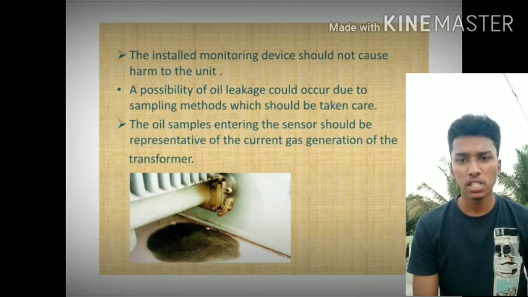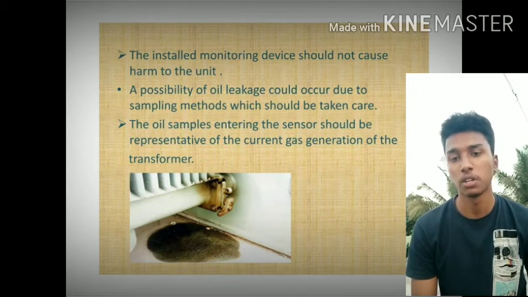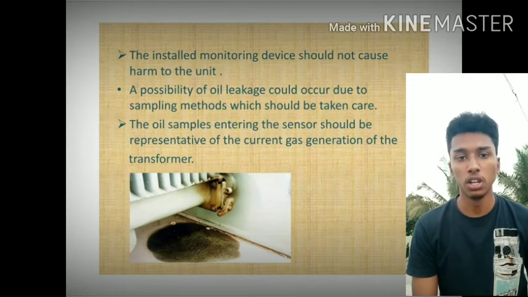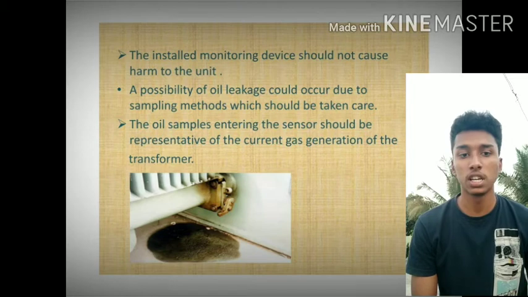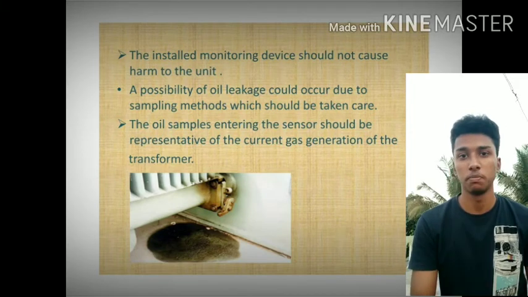The oil samples entering the sensor should be representative of the current gas generation of the transformer. If the sensor is using stagnant oil, it may give a false result. Hence, proper placement of the monitoring device is necessary.